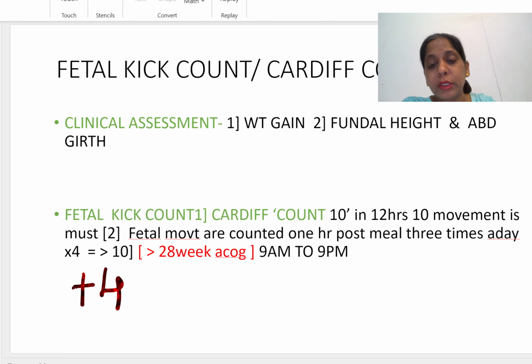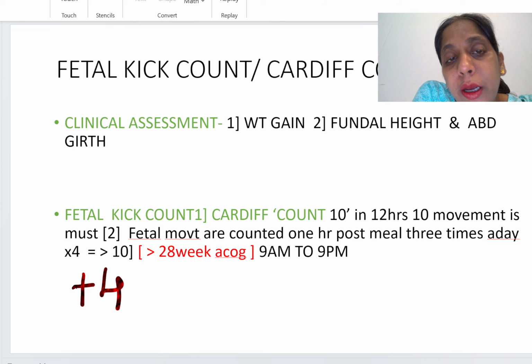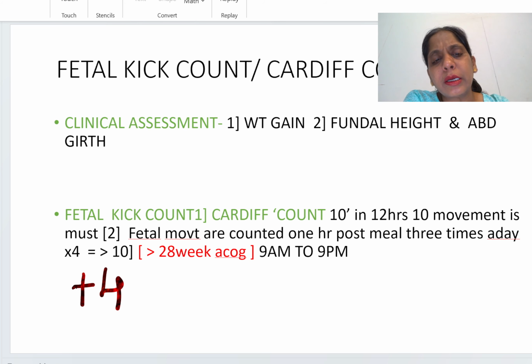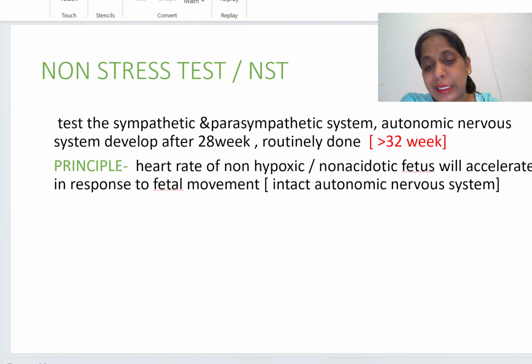Okay, so this was about the fetal kick count or Cardiff count of 10. Now there is a second test, the non-stress test. Okay, what is a non-stress test? We don't give any stress to the patient.